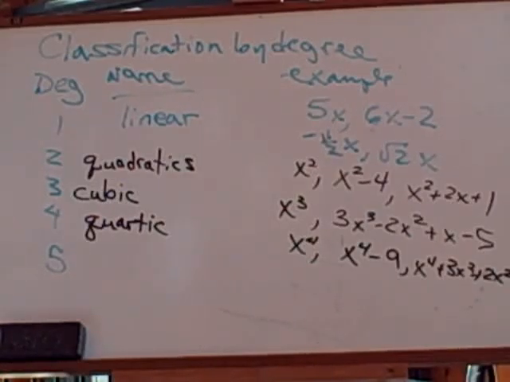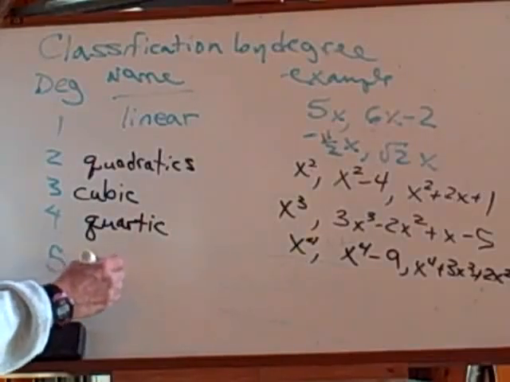And if you were to have 5 babies, what would that be called? They would be called scary. Quintuplets. So a 5th degree would be a quintic.